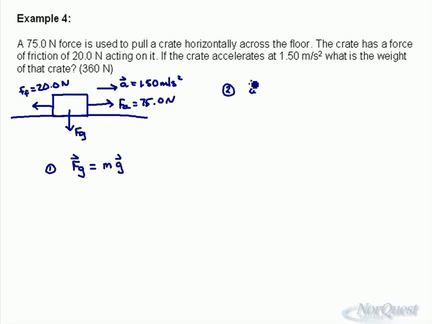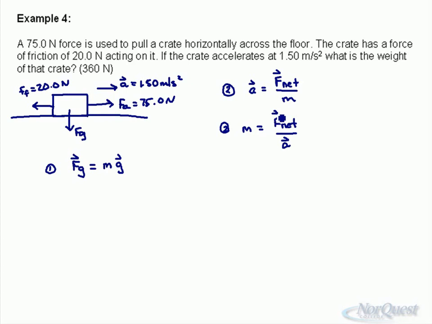acceleration equals F-net over m. So if we solve for m, from equation 2, mass will be equal to F-net divided by acceleration. Well, again, looking at our diagram, the net force is going to cause this thing, and it's accelerating horizontally.